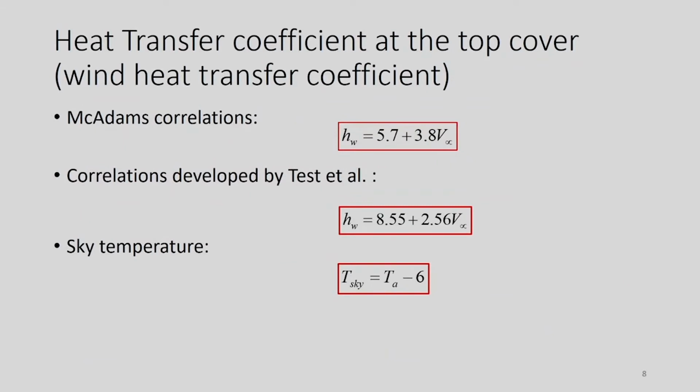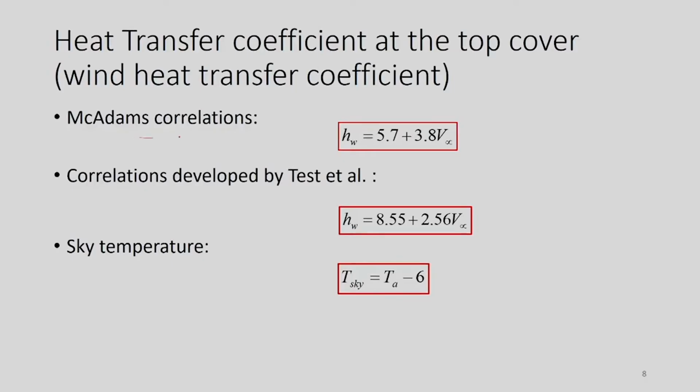Also, we need to use other correlations for the calculation of HW, that is heat transfer from the top of the glass to the ambient, right. This kind of heat transfer coefficient is also known as the wind heat transfer coefficient. McAdams correlation is something like HW is equal to 5.7 plus 3.8 into u infinity. This u infinity is nothing but u or v, that is velocity. We can write u infinity or v infinity, it has the same meaning, and its unit is meter per second.